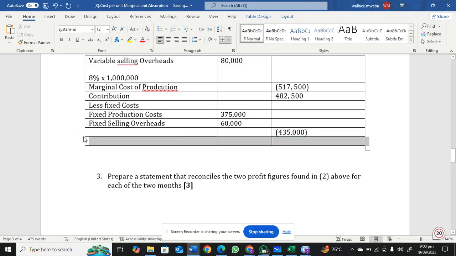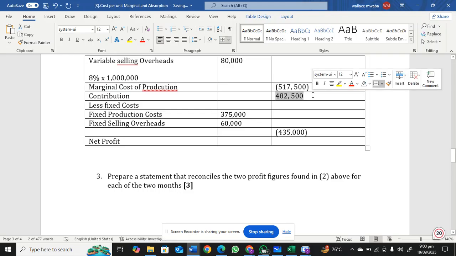So to get our net profit, 482,500 minus 435,000 is 47,500. That is the net profit.